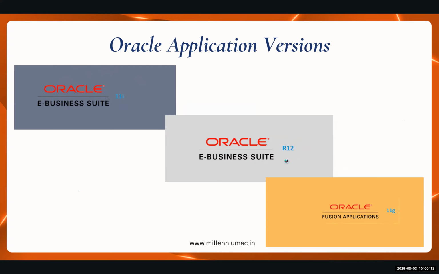And then what did Oracle do? They acquired so many other ERPs in the market, and they re-released them as Oracle Fusion Applications, which is at 11G. 11 is a number since they are recurring as 11, and the G stands for generation. 11th generation.